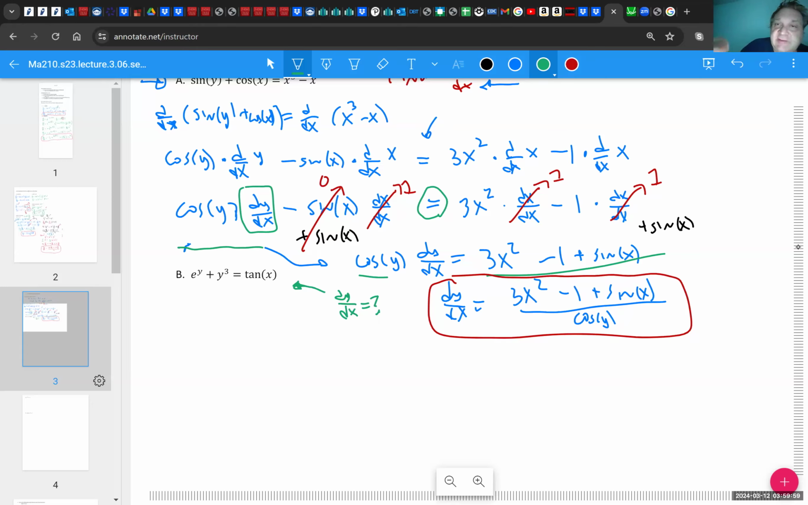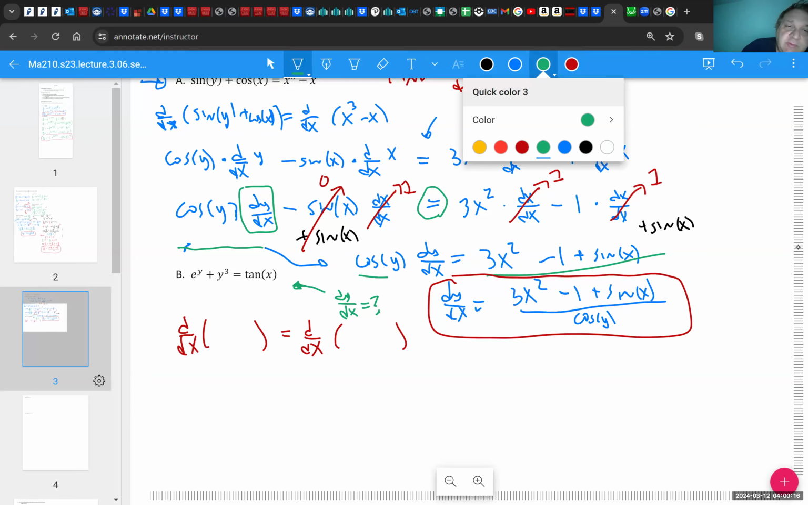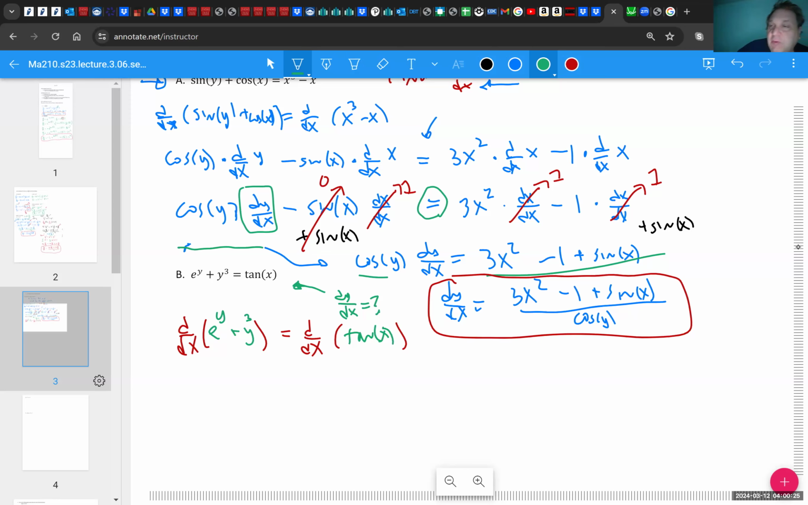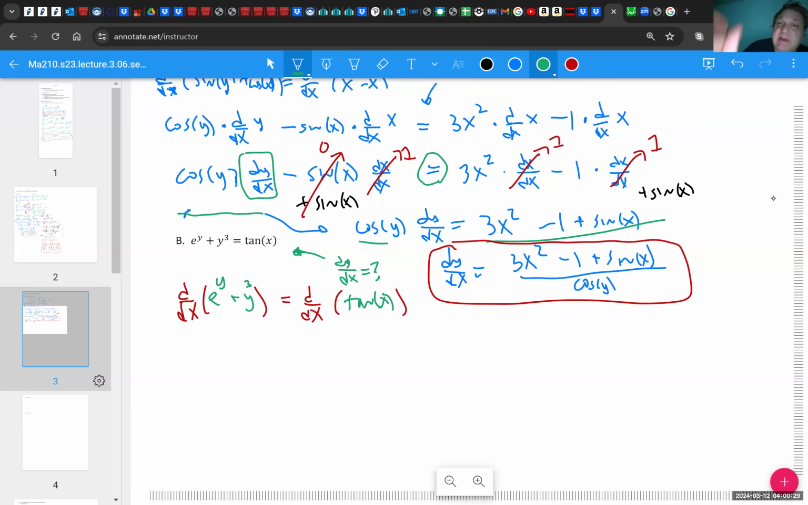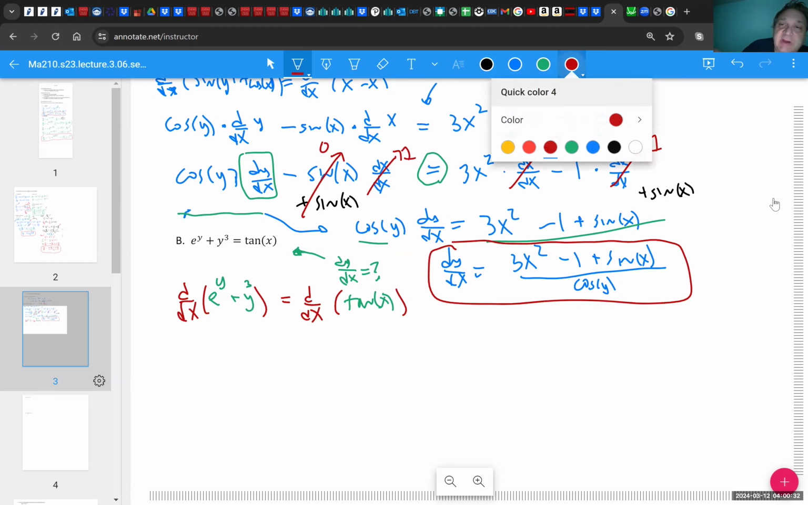All right, well, hopefully you had a chance to pause the video and give that a go. I'm going to be differentiating the left-hand side with respect to x, and I'm going to be differentiating the right-hand side with respect to x, because I'm looking for dy/dx. If I was looking for dy/dt, I'd be differentiating both sides with respect to t, or whatever variable that I want. Now I'm just applying the chain rule, multiplying by the derivative every single time. The chain rule as many times as I possibly can until I get down to the derivative of a variable.